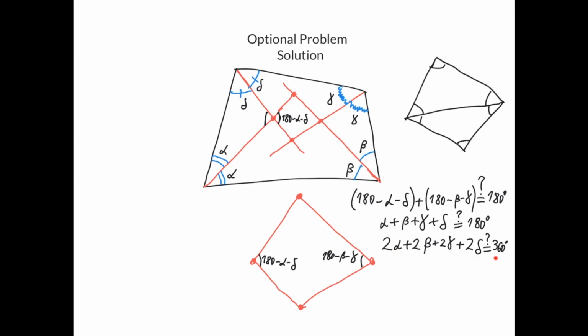And therefore, this equality here is true because the left-hand side is the sum of the angles in the quadrilateral, and the right-hand side is the desired 360 degrees. Therefore, this is true, and therefore this is true, and therefore the sum of this angle and this angle is 180 degrees, which means that this quadrilateral, and respectively this quadrilateral, is cyclic.